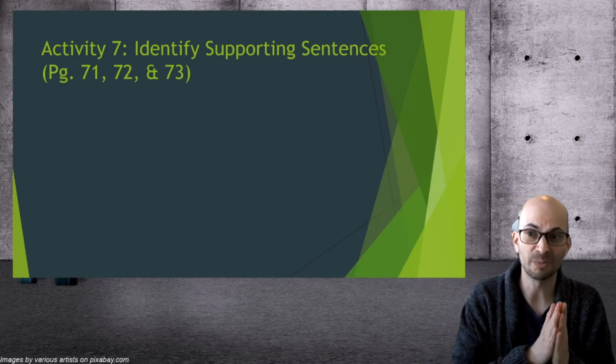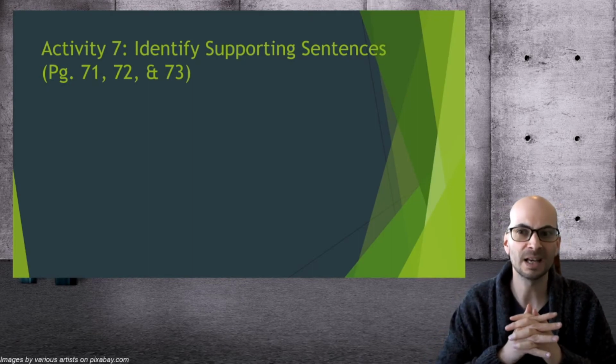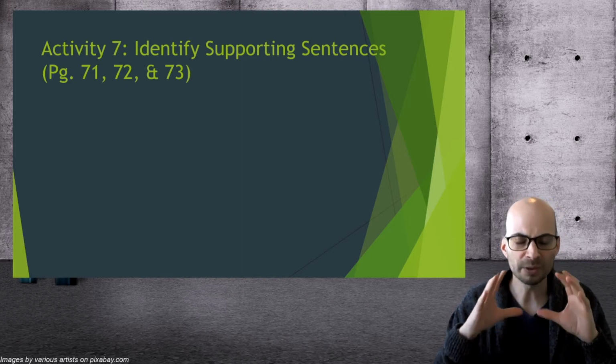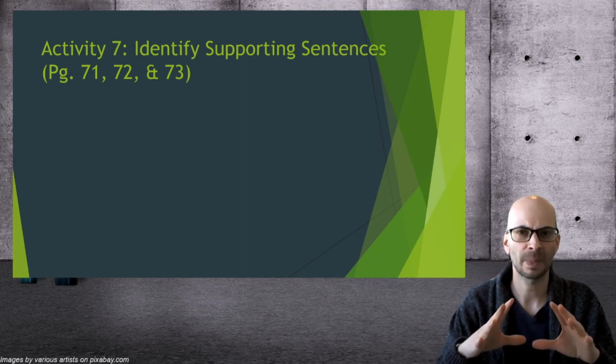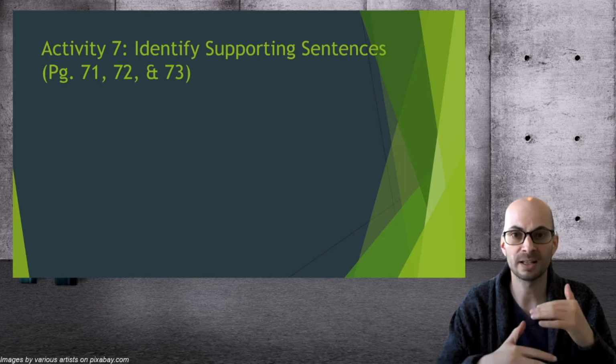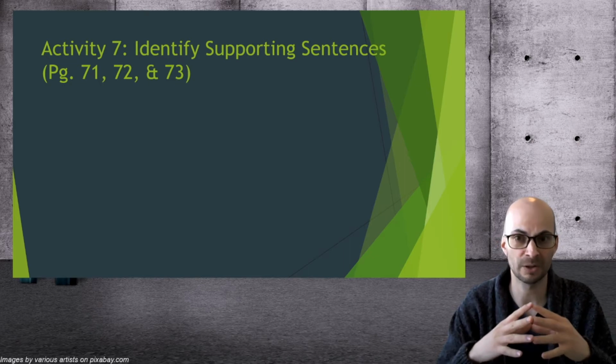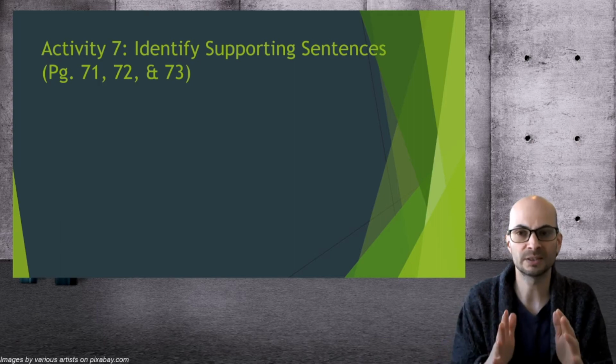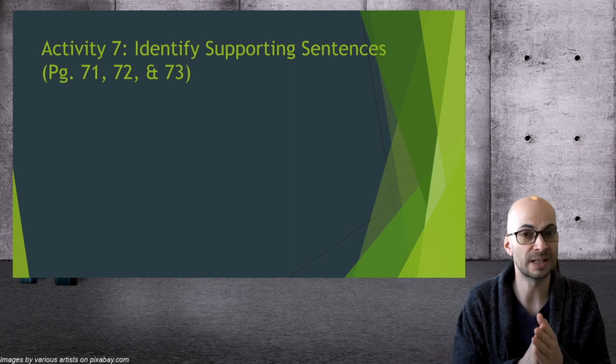Now we're going to jump over to activity 7, identifying supporting sentences. So once we've started asking questions and we're getting an idea of what kind of information we want to put in our paragraph, we're ready to look at some examples. And that's what we're going to do for the next 3 pages.